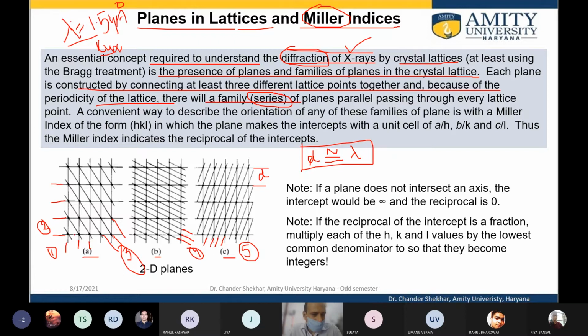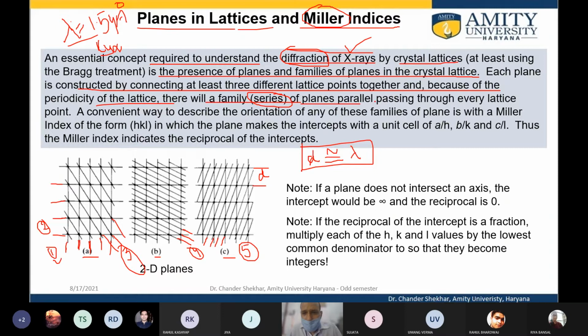Family means, suppose there is one type, number 1 type of plane, so there are multiple planes like this. There's the first one, there's the second one, there's the third one, fourth, and so on. Okay, so there are similar planes arranged parallel to one another. So collectively we can identify these planes as a family of planes. Okay, so these planes are used to find out or characterize the crystal lattices.